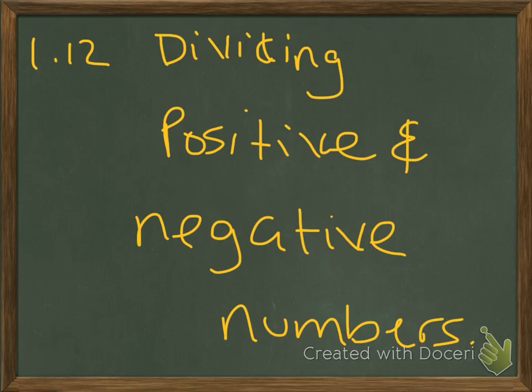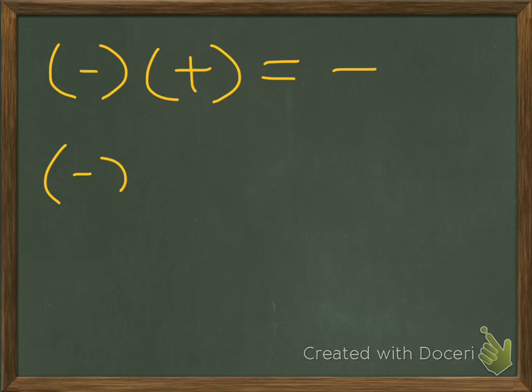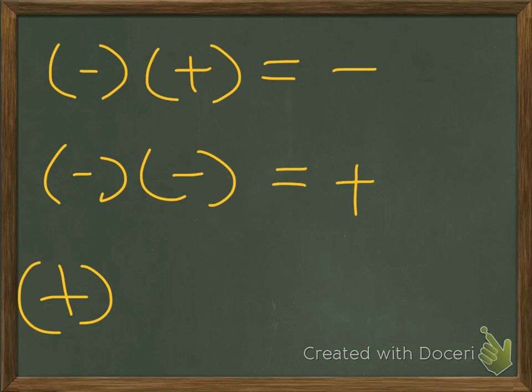Okay, so we're going to be dividing positive and negative numbers, and we're just going to review the stuff about negatives and positives. Multiplying: if I had a negative times a positive, what do we get? A negative. Yes. A negative times a negative, you have a positive. And positive times positive, like you've been doing all along before you learned about negatives, is a positive. The same rules apply for division, okay?